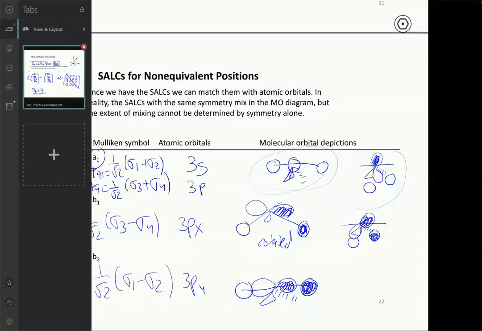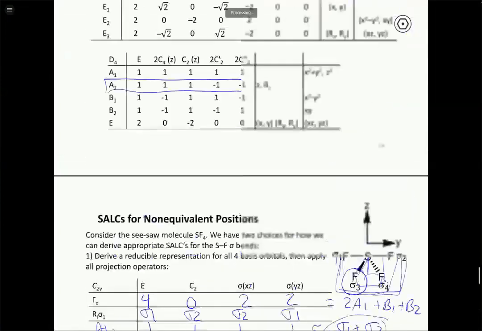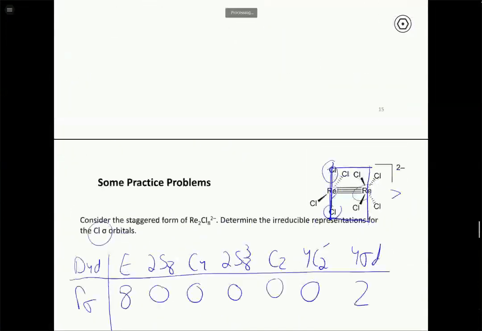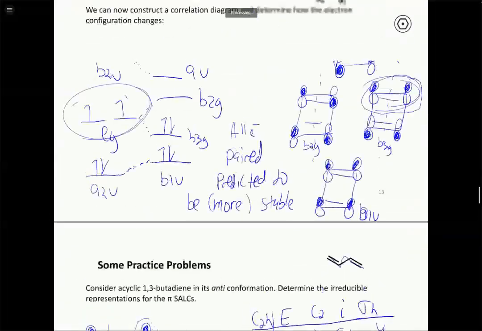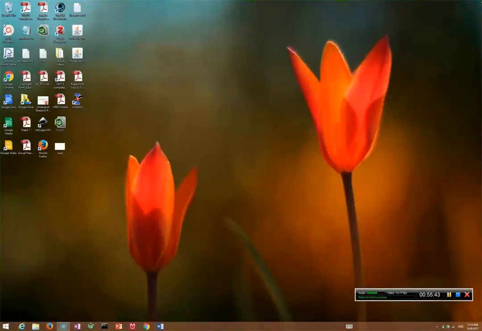Alright, that takes us to the end of what I wanted to cover today. I just gave you a quick rundown of some additional SALC problems. I went through these a little bit fast on purpose, but you're welcome to, and I encourage you to spend more time on this yourself. And if you have any questions on it, of course, please come and see me. These are definitely good examples of some of the things we've learned in class.